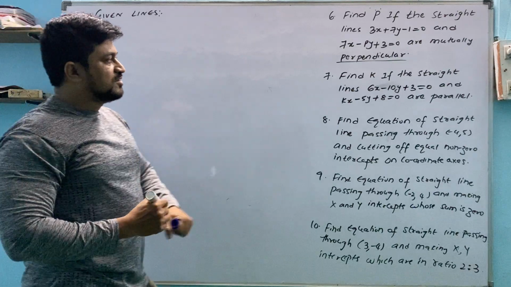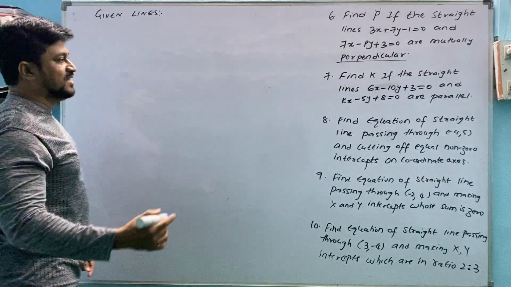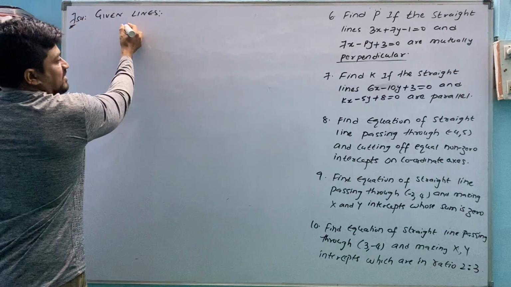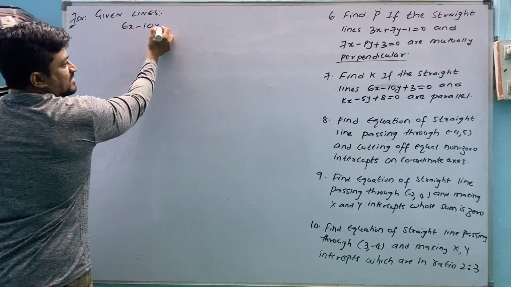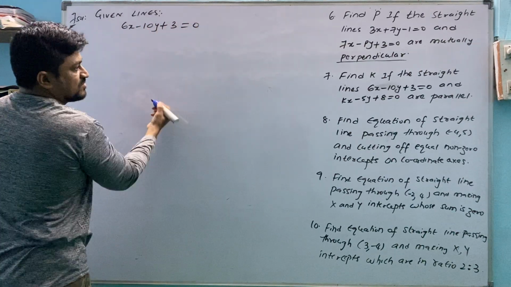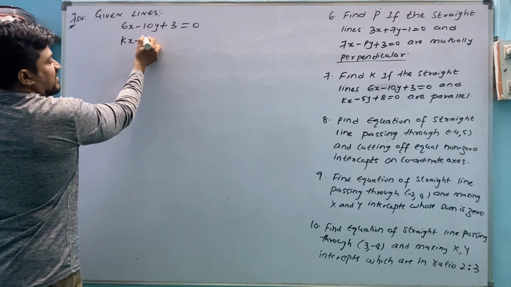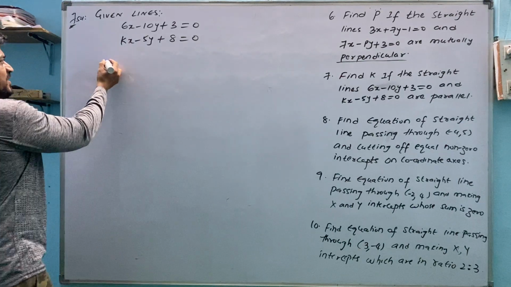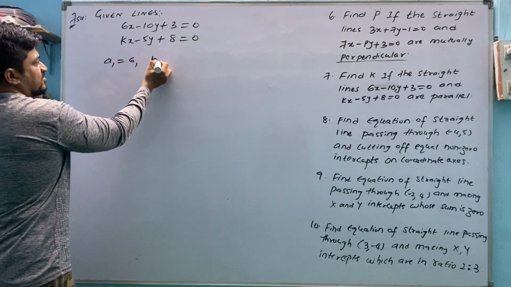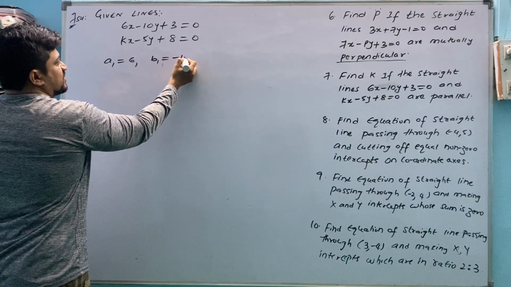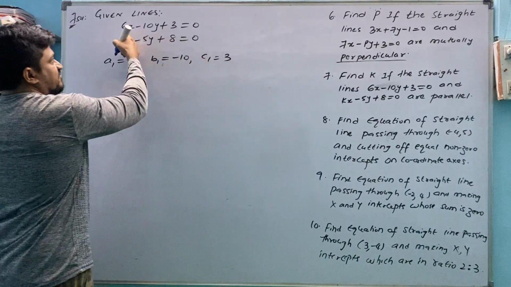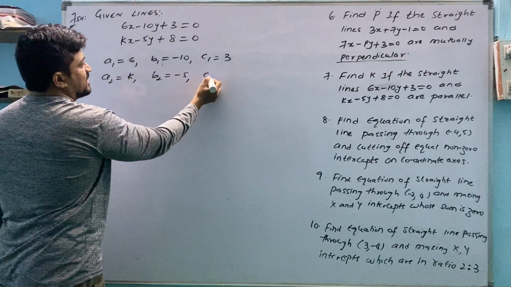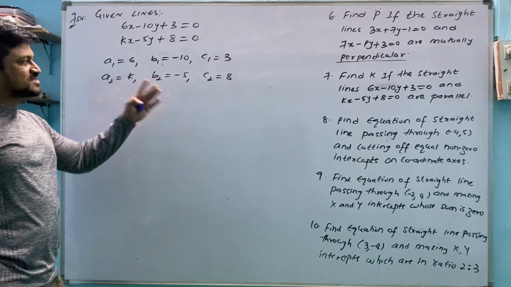Next one, find the value of k if the lines are parallel. So the given lines we will write. Given lines are 6x minus 10y plus 3 is equal to 0, and kx minus 5y plus 8 is equal to 0. Parallel or perpendicular, first we will write a1, b1, c1 coefficients, then a2, b2 and c2. Actually c1, c2 is not needed, but still you can write that.